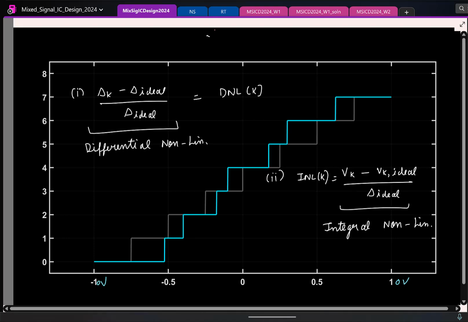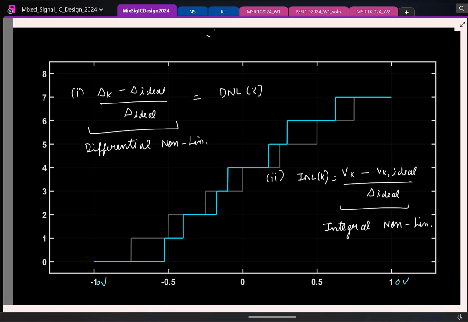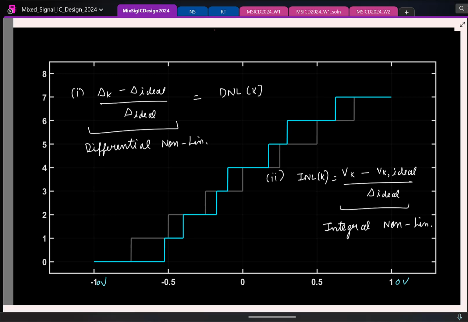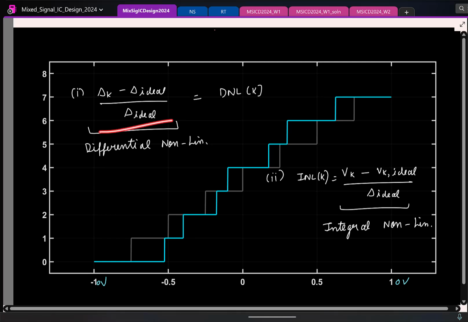On what basis are we defining it to be differential and integral? Okay, I'll come to it now. Your question is why this is called differential and integral. So one simple way to look at it is this. First of all, remember DNL and INL are explaining the nonlinearity of the same quantizer. So do you think they will be related or not related? They should be related, right? We need either one of them, but each will give different info.